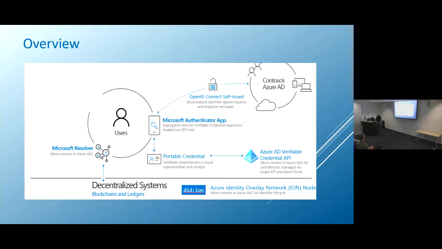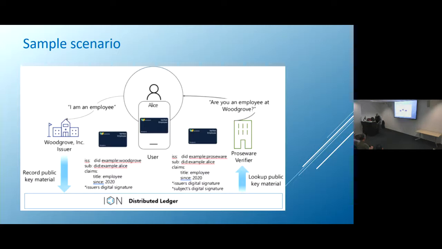So let's look at a simple scenario. At the bottom, we've got Ion, the distributed ledger. We've got a company called Woodgrove. Now, Woodgrove have a lady called Alice who works for them, and they decide that they are going to give Alice a verifiable credential. You can see here on the left-hand side, it's DID Woodgrove. The subject is Alice. The claim is that she's been employed since 2020, and it's signed by Woodgrove's issuer. The private keys are sitting on Alice's phone. The public keys are written down to the distributed ledger.